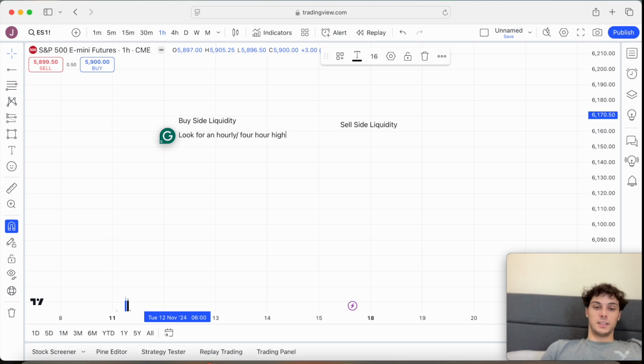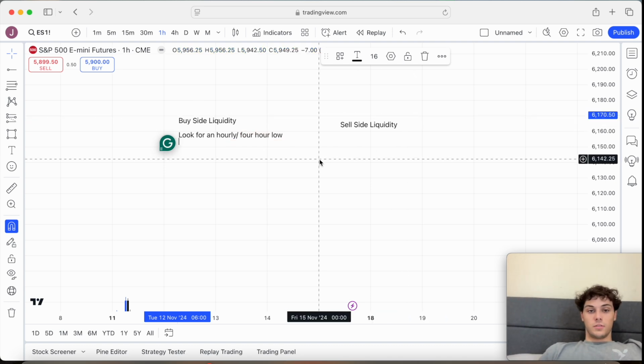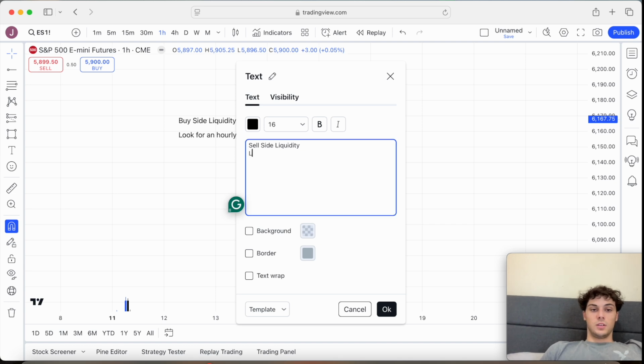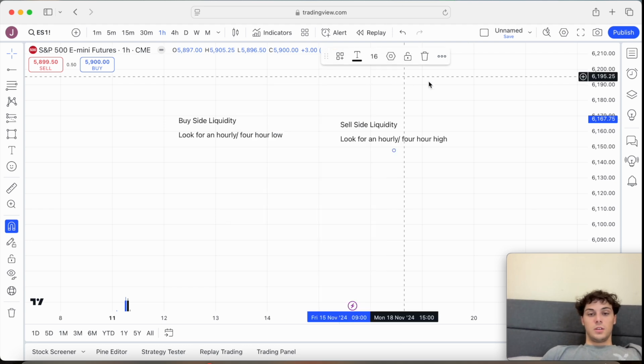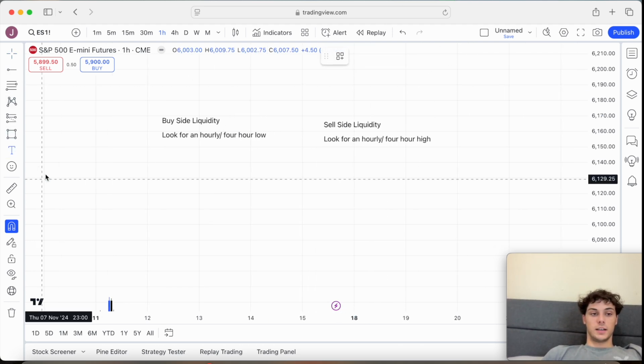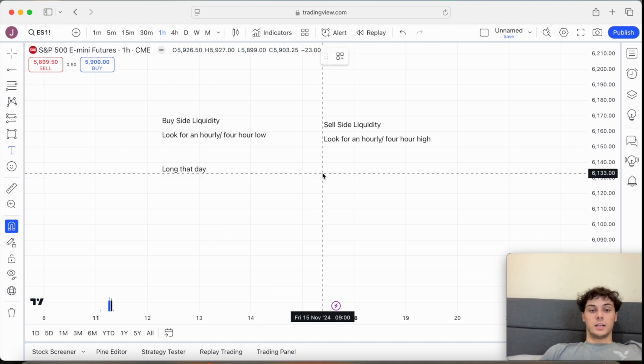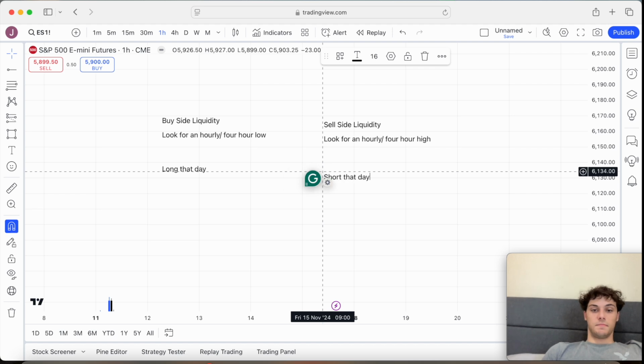Nope. For buy side, you look for a low. 4-hour low. Look for an hourly. And then sell side, look for an hourly slash 4-hour high. So, say it hits buy side, sorry, you're a buy. So you're going long that day. You're a sell side, you're going short that day.